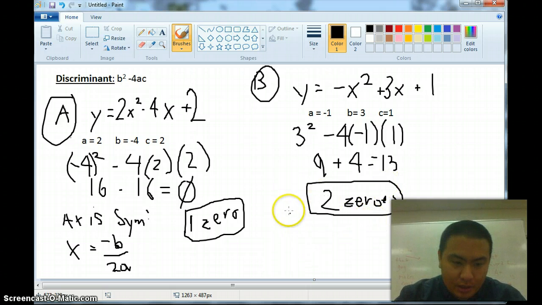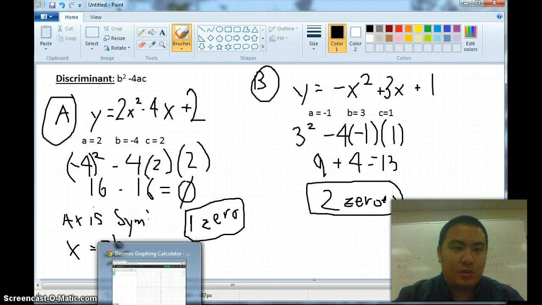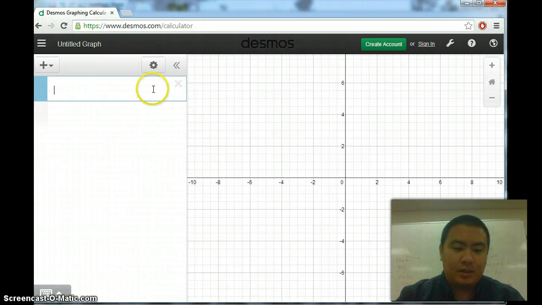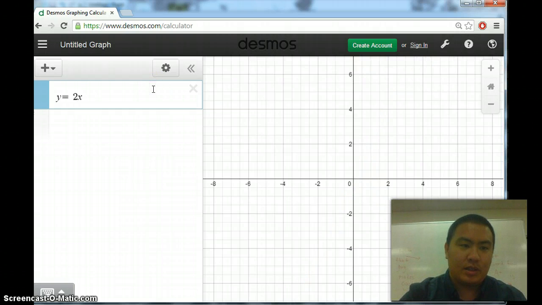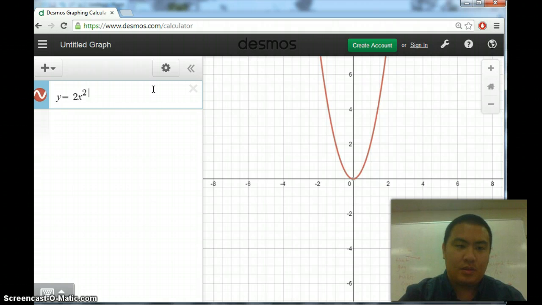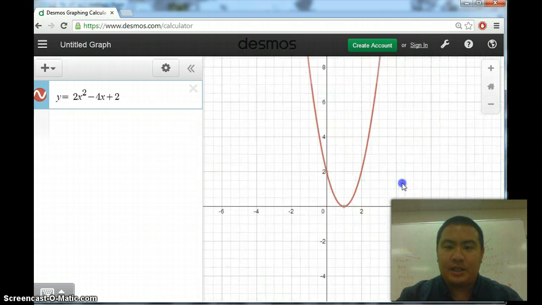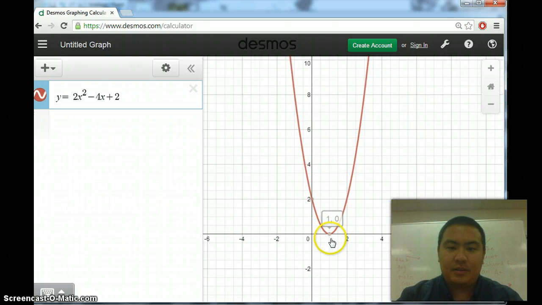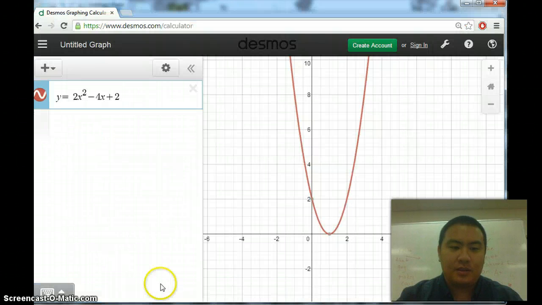Okay, so let me show you guys on Desmos what's really happening. So I'm going to type in this one, y equals 2x squared minus 4x plus 2. Now if you look at it right here, how many times does it hit the x-axis? Once, right? Now looking back at this, we said that it only hits it once. Where is that zero? Right there, at 1 comma 0.